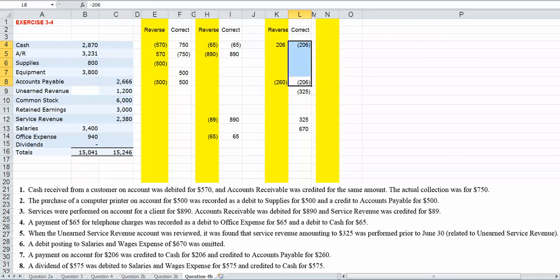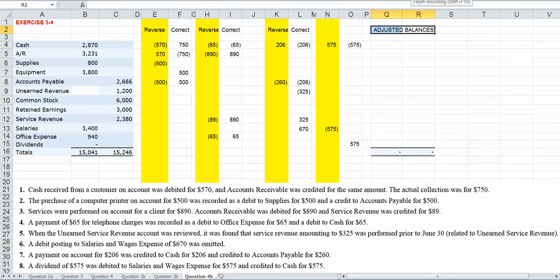Finally, we had a dividend of $575 that was debited to salary expense and credited to cash. Now the cash part is correct, but the salaries expense is wrong. But again, the way I think is best to approach this is just reverse the entire entry. So when we reverse that entry, we would put the money back into cash and take it out of salaries expense. And then when we record the correct entry, we will take it out of cash and we will record dividends. The last step then is to calculate our adjusted balances.